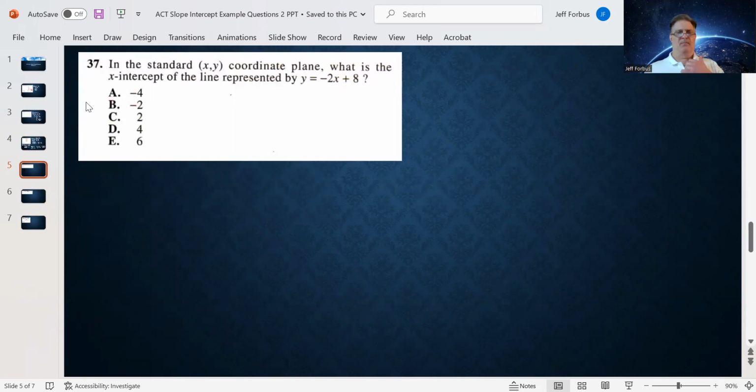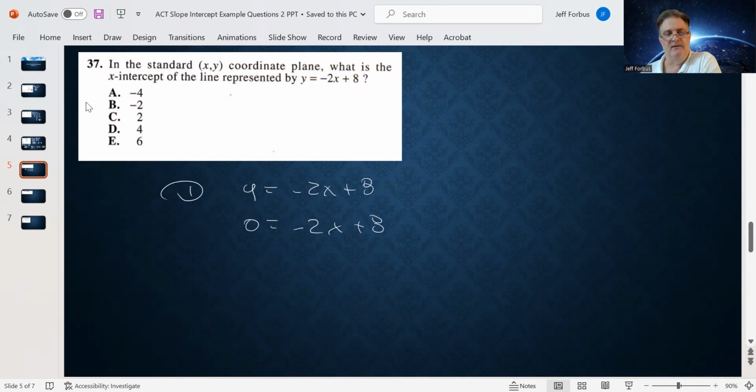In the standard coordinate plane, what is the x-intercept of the line represented here? So, when you're looking for the x-intercept, that just means y is 0. So in our equation, y is equal to -2x plus 8. Set y equal to 0, and then solve this for x.